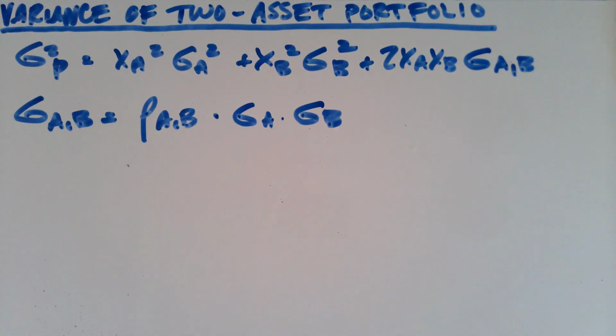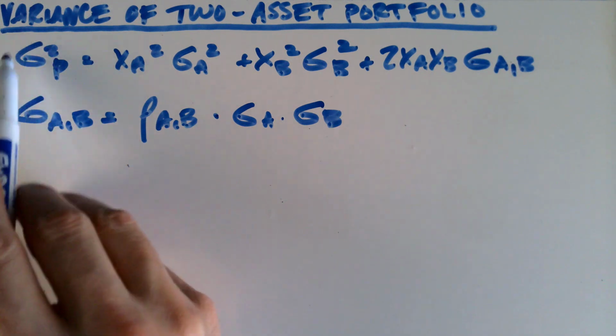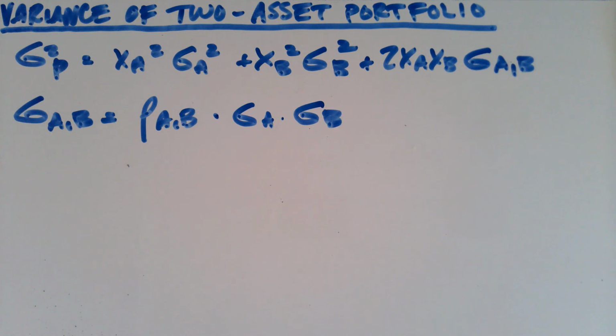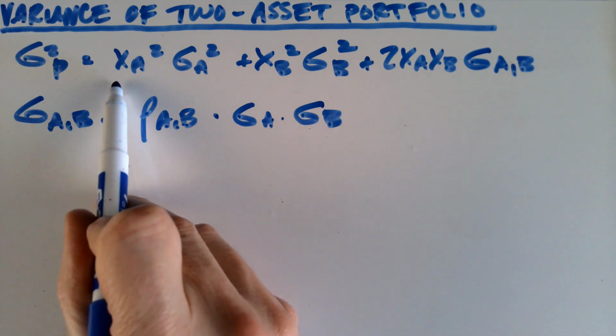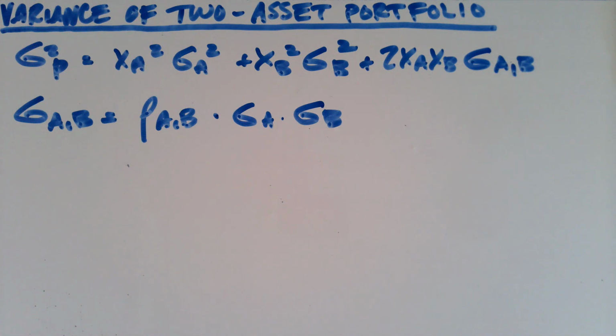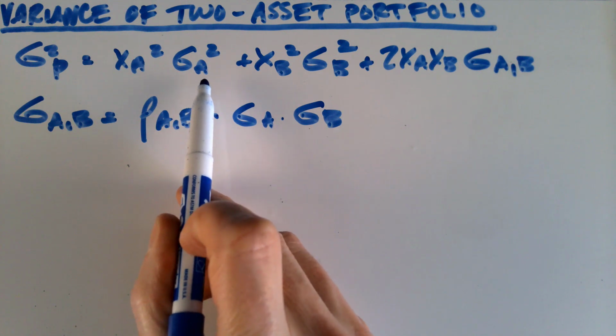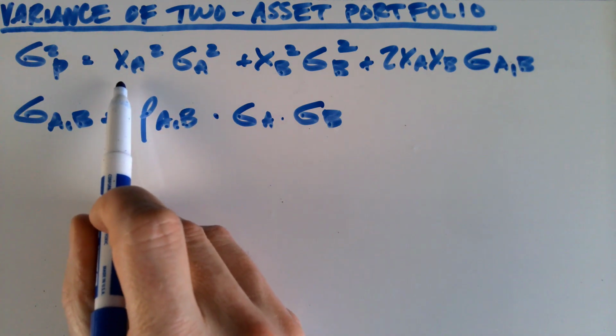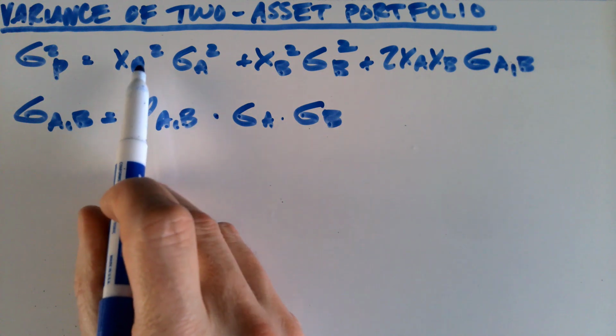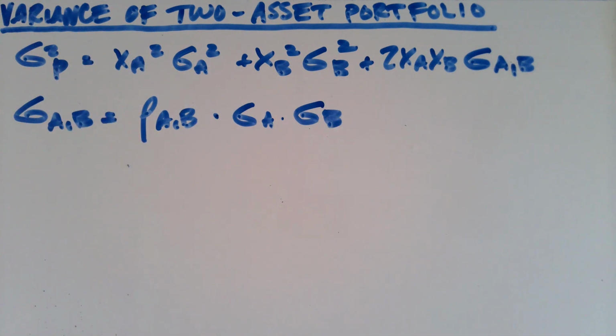So here we have the formula for the variance of a two-asset portfolio. This is a common one to see in a finance class. Notice that we have sigma squared over here indicating variance. The P is for portfolio. And this portfolio contains two stocks, stock A and stock B. And we have a new variable here, the X's. The X's are simply weights. If the portfolio is 40% A by market value, then XA would be 0.4 and XA squared would be 0.16.